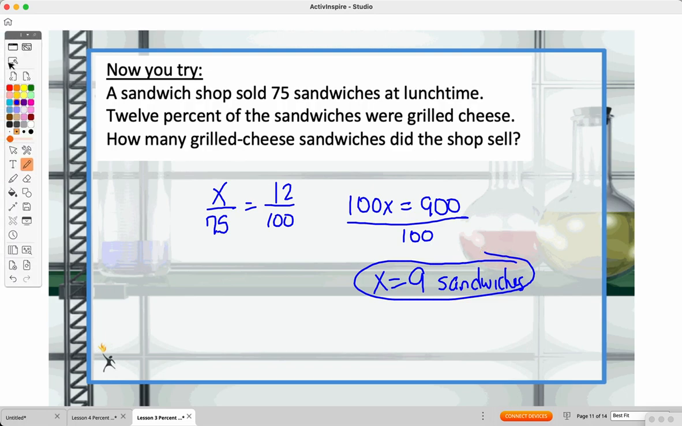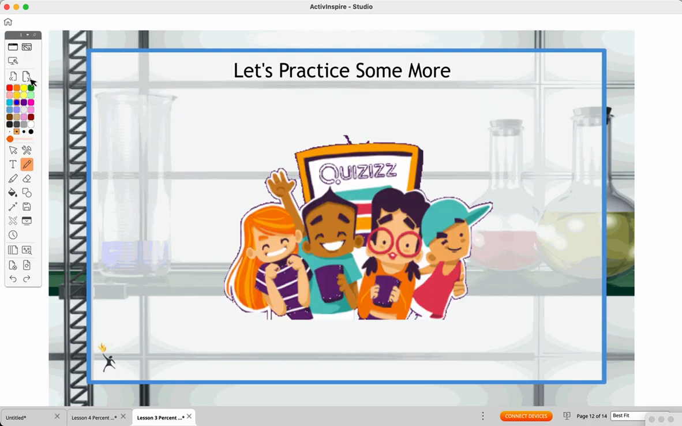Now you've really had a chance to take a look at it. We don't have time to practice today, but you're all set to go ahead and practice your percent proportions.